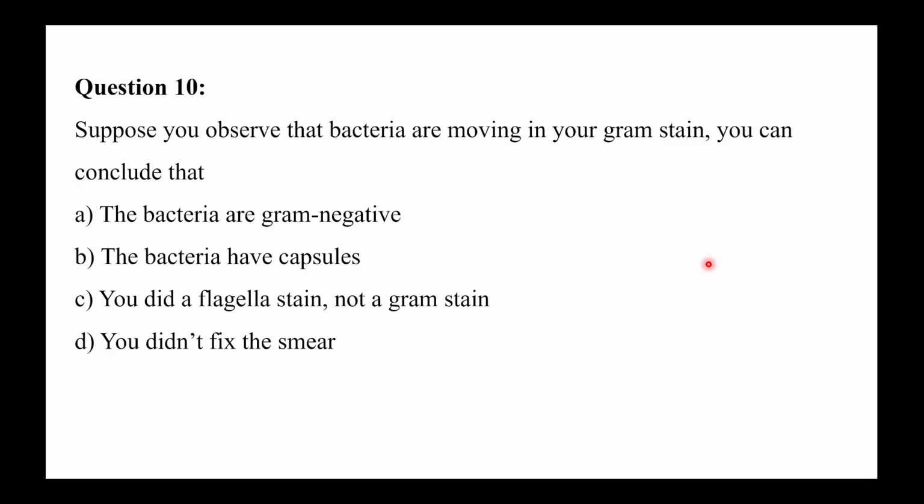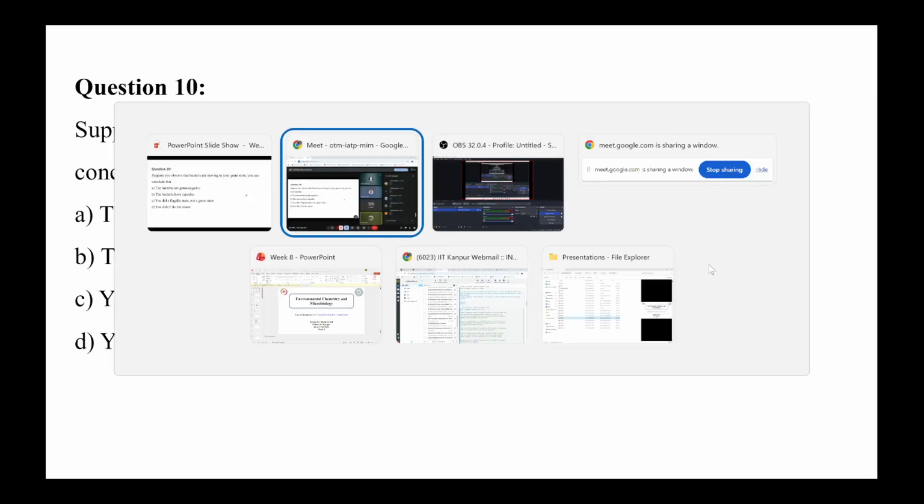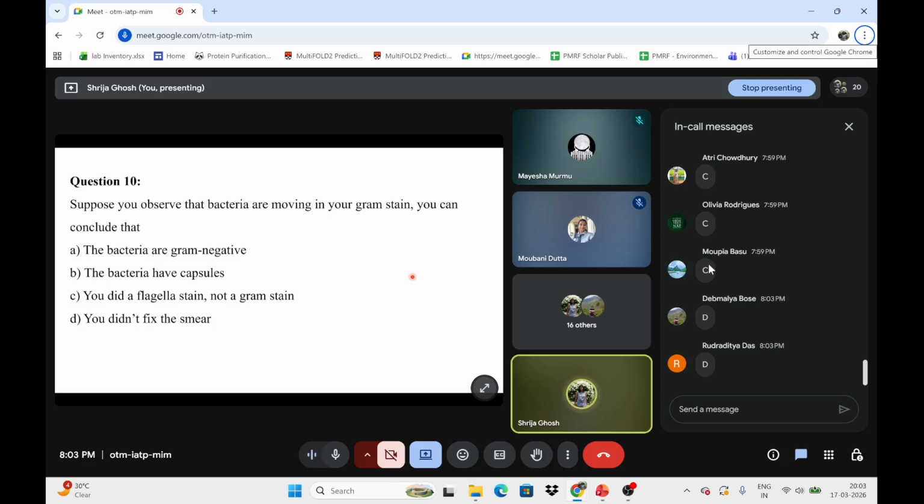Suppose you observe that bacteria are moving in your gram stain. You can conclude that: option A, the bacteria are gram negative. Option B, the bacteria have capsules. Option C, you did a flagella stain, not a gram stain. And option D, you didn't fix the smear. Suppose you observe the bacteria are moving in your gram stain. What can you conclude if you see the bacteria moving under the microscope?